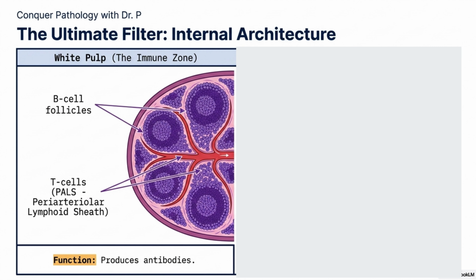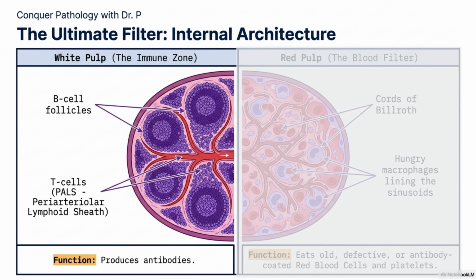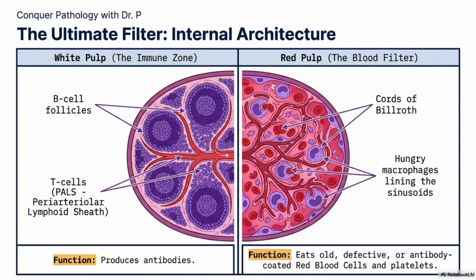The white pulp is the immune zone, containing B cell follicles and T cells located in the periarteriolar lymphoid sheath or PALS. Its primary function is to produce antibodies. Then we have the red pulp, which acts as the blood filter. This area contains the cords of Billroth and hungry macrophages lining the sinusoids. Their function is to eat old, defective, and antibody-coated RBCs and platelets.